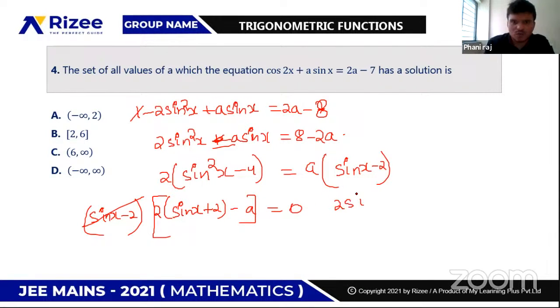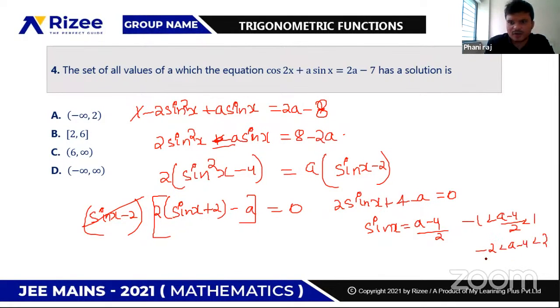So that means what? 2 sin x plus 4 minus a equal to 0, or sin x equal to a minus 4 by 2. But sin x always lies between minus 1 to 1. So you solve it. So minus 1 less than a minus 4 by 2 less than 1. So minus 2 less than a minus 4 less than 2. Adding 4, you get what? 2 less than a less than 6, equal to, because you can also take minus 1 and plus 1, right? So option B is the correct answer.